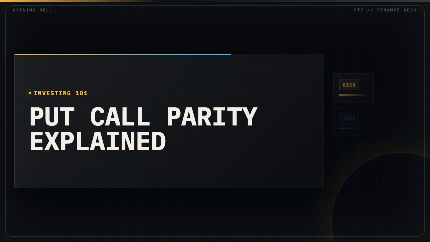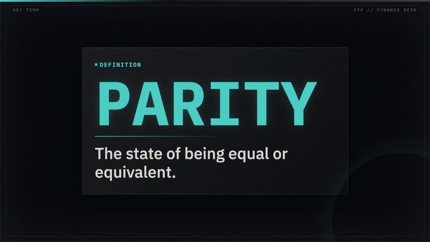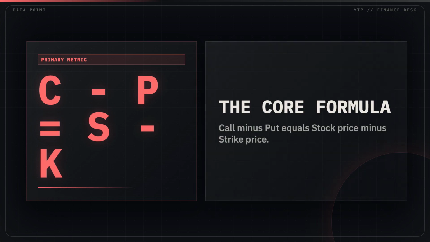Put-call parity is a fundamental concept in options trading that defines the relationship between the prices of puts and calls. At its core, parity means that certain combinations of options and stock should have the same price to prevent risk-free profit. This simple formula links the call price, put price, the stock price, and the strike price together.